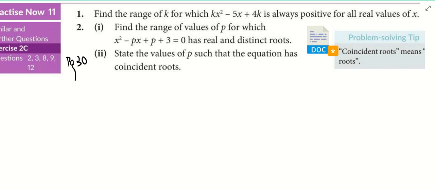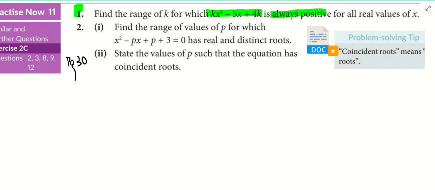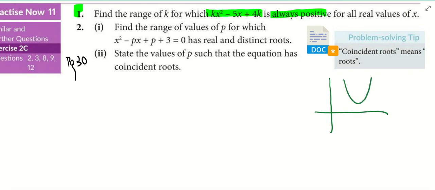Okay, let's look at question 1. You are told that this particular curve is always positive. Since it's always above, it will be a U shape and it doesn't intersect with the x-axis. Since it doesn't intersect with the x-axis, it means that there is no solution. Agree? Okay, recap. If there's no solution, the discriminant is less than 0.